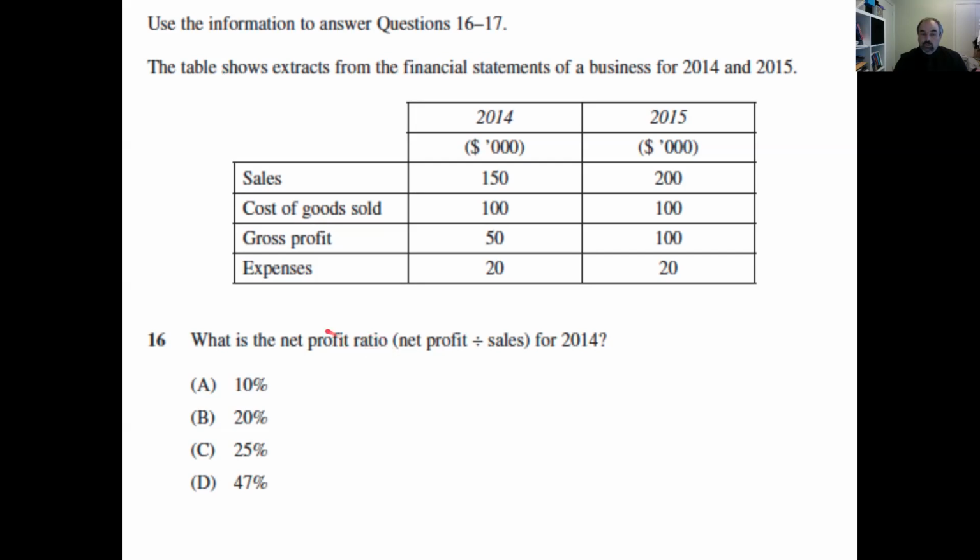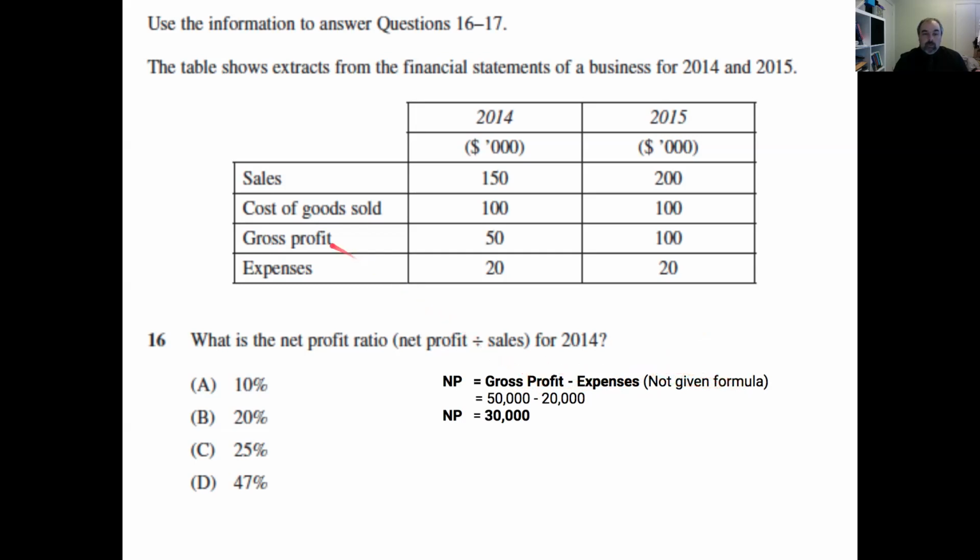So in order to do the net profit ratio, we need net profit. Now we look at the table, so just be careful. We've got 14 and 15, and this is an extract. So we can't see net profit there. So obviously we have to use the data that's there to calculate the net profit. To do that, you should know what the formula is. The formula here is gross profit minus expenses, and that's one that's not given.